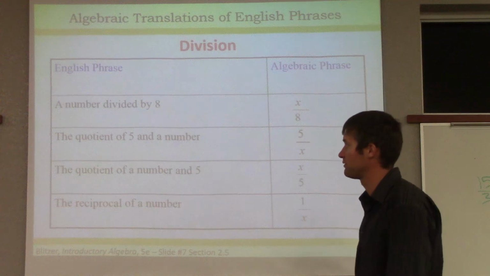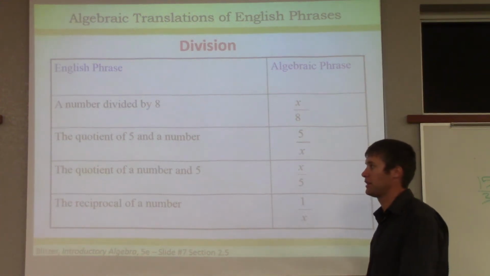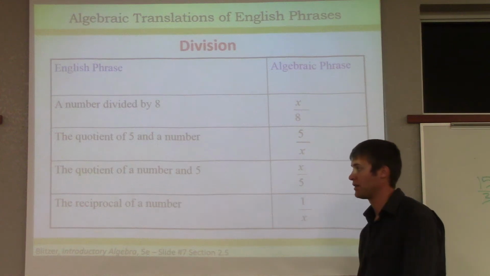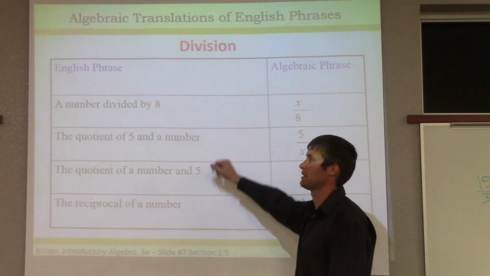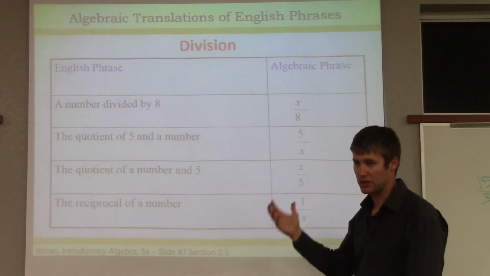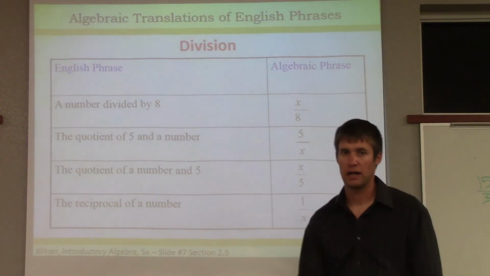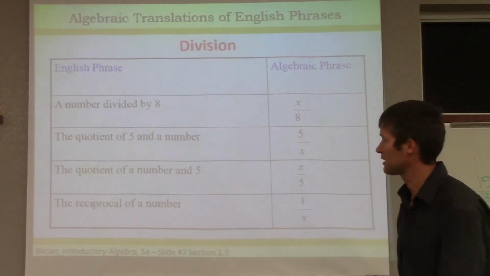So next we'll go to division. A number divided by 8, the quotient of 5 and a number, the quotient of a number and 5, the reciprocal of a number. We're going to see more or less this. And then multiplication, so we'll use that as well. We'll go through one example, look at another chart, and go through a second example.